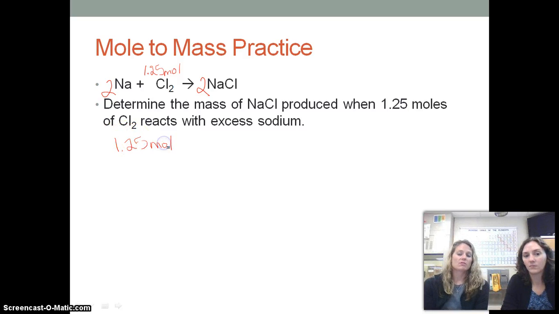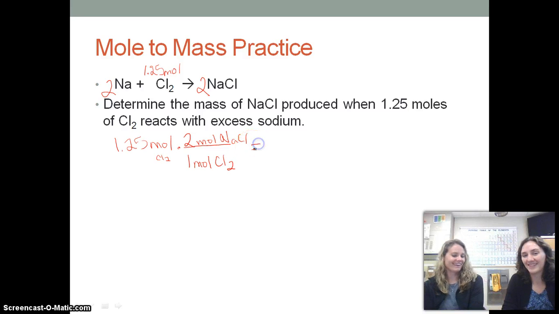And anytime we want to go from one substance to the other, we always have to multiply by the mole ratio. So if we have chlorine, chlorine's going to have to go on the bottom, and that's 1 mole. What we want to find is the NaCl, which is 2 moles of NaCl. So 1.25 times 2.